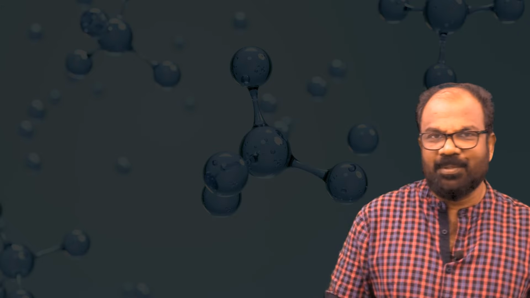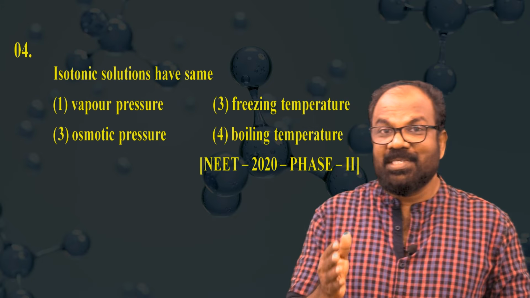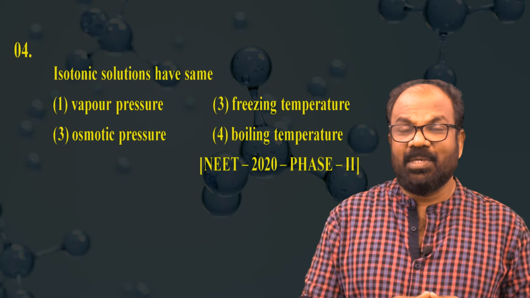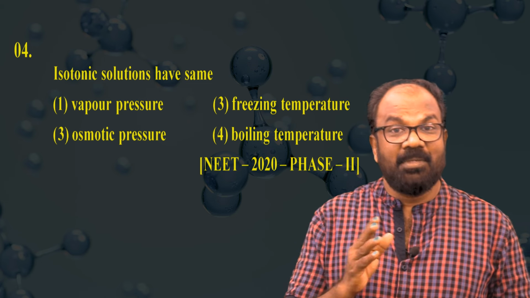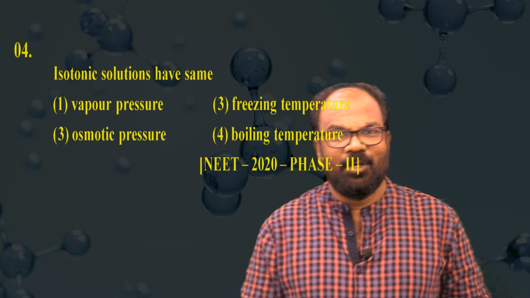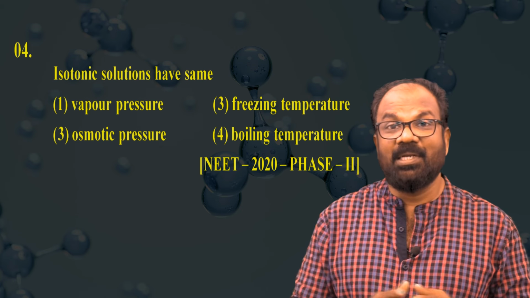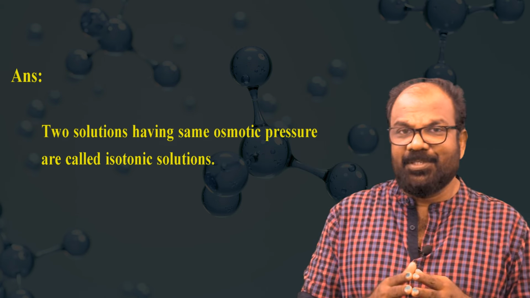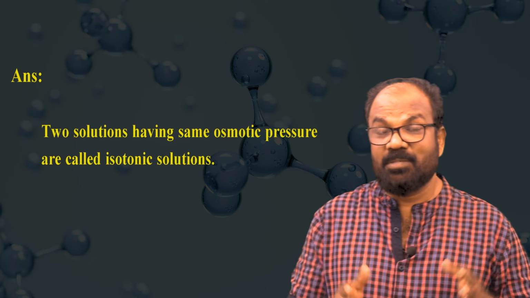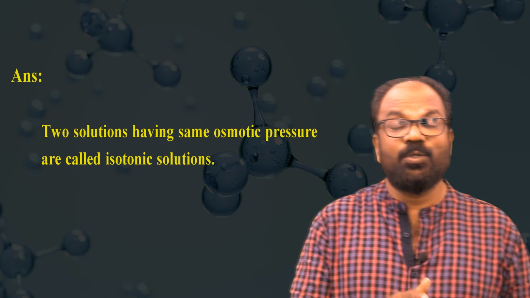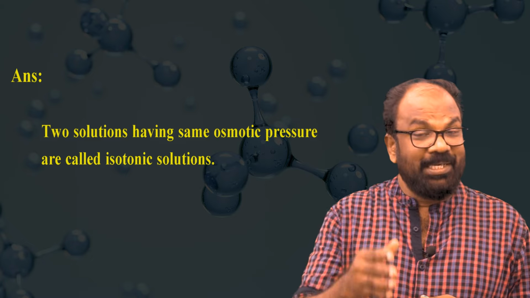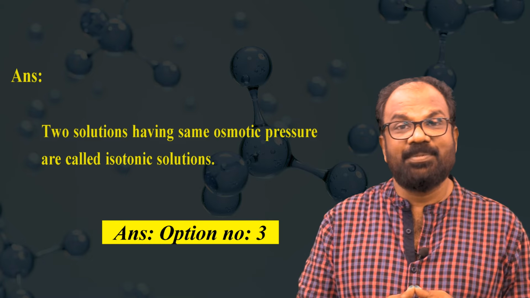Then question number 4. Isotonic solutions have same: option number 1, vapor pressure; option number 2, freezing temperature; option number 3, osmotic pressure; and option number 4, boiling temperature. See, by definition, two solutions having same osmotic pressure are called isotonic solutions. So here the most appropriate answer is option number 3.